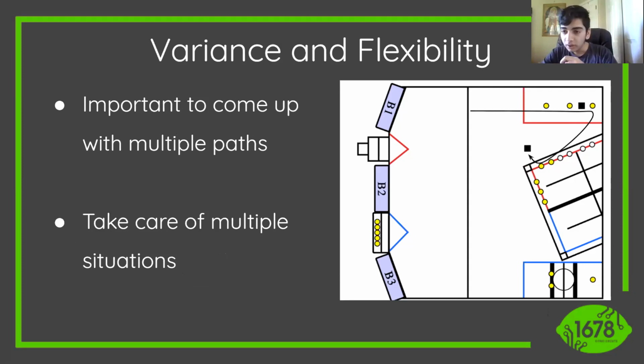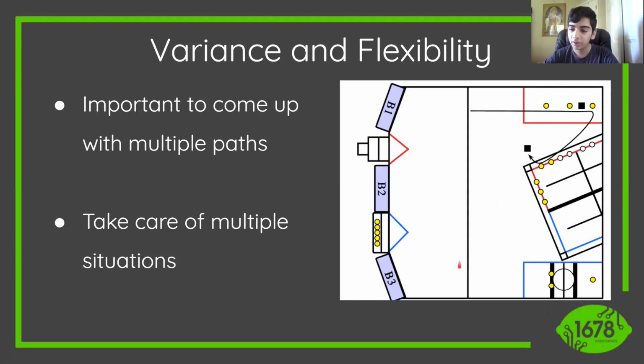So something that's really important in auto development overall, that is especially focused on in the discussion, is how do we bring in variance and flexibility within our autos, right? Even last year, something that 1678 aimed to do was come up with a 10 power cell auto, right? But we also realized that it wouldn't always be probable that we get to use just this one auto, right? So in order to take care of these multiple situations, we had to come up with multiple paths.